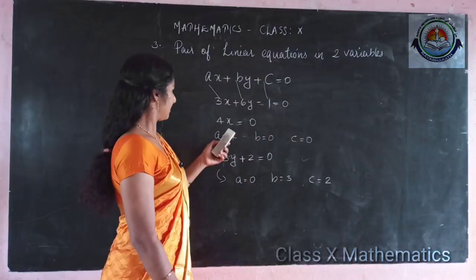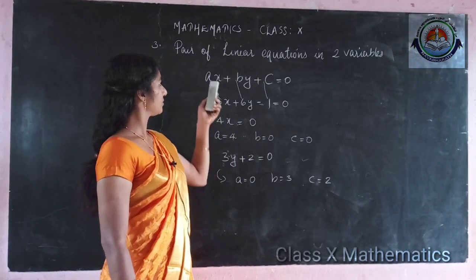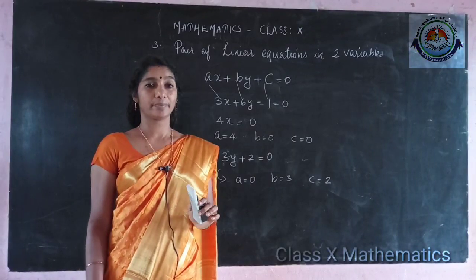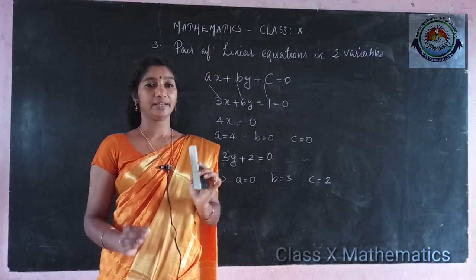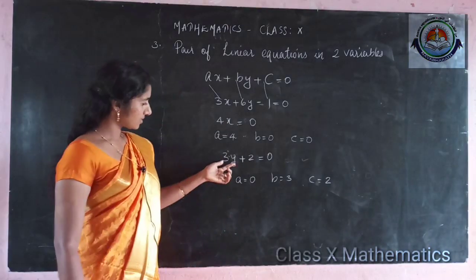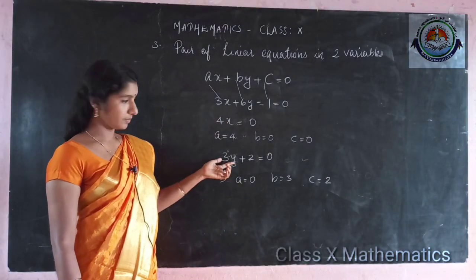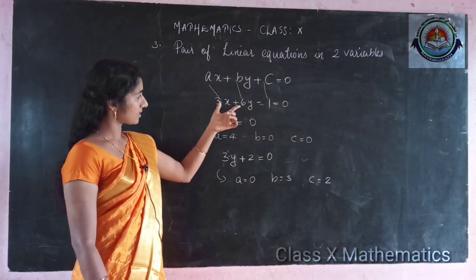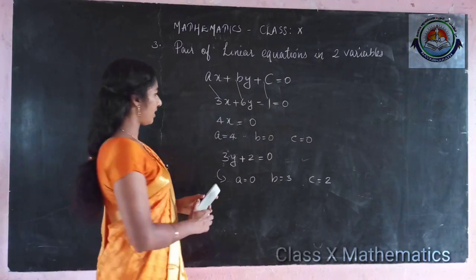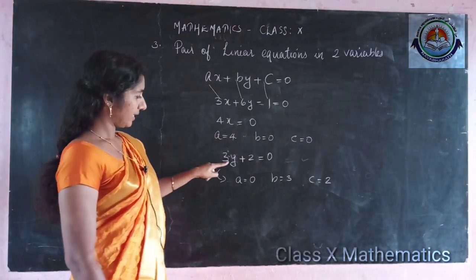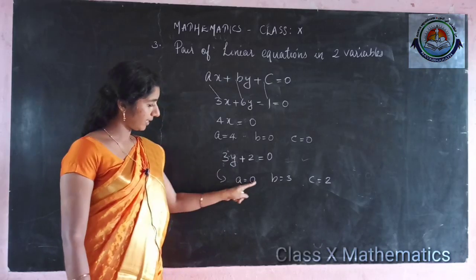Like this, we can write examples for ax plus by plus c is equal to 0. I think you understood what is meant by a linear equation in two variables. And notice this one. This is a linear equation but only one variable. This is a linear equation only one variable. And this is a linear equation with two variables. See here in this example, b is equal to 0. In the third example, a equal to 0.